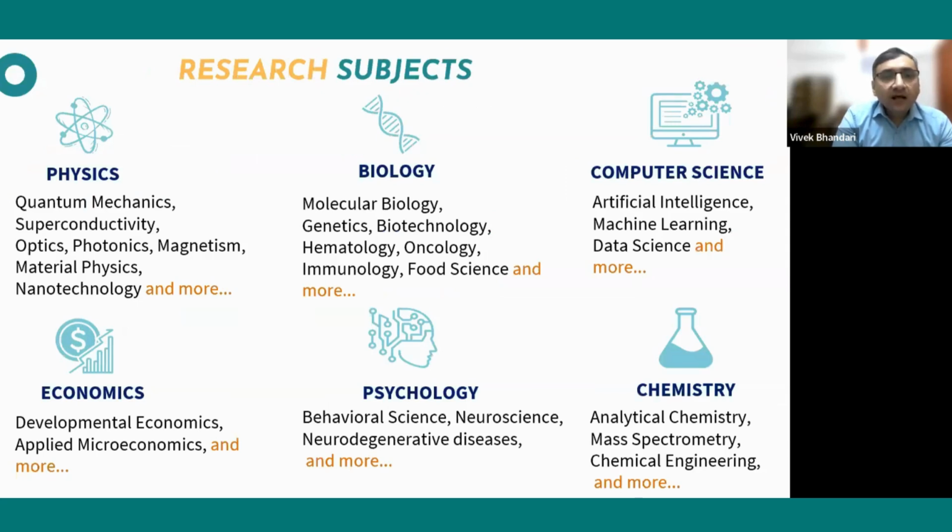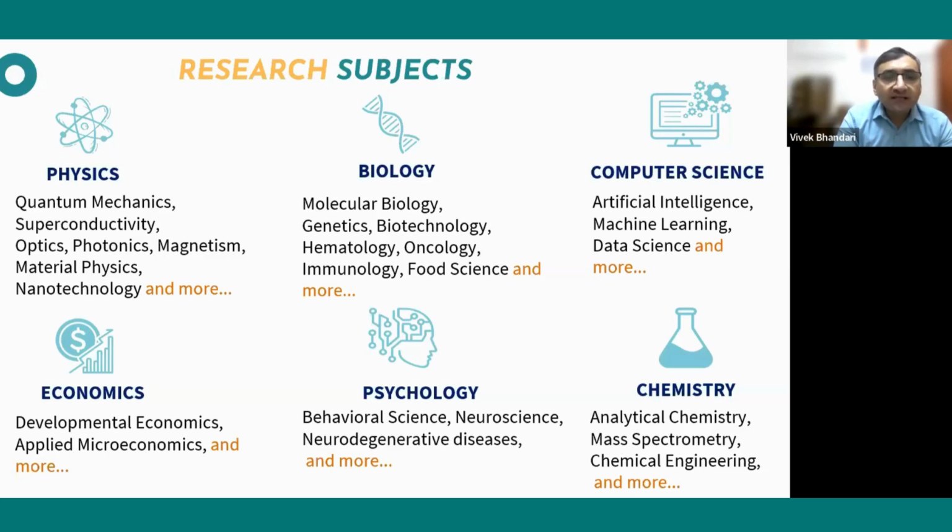Okay. Different research subjects that we offer. If you look at subjects, we offer physics, life sciences, computer science, economics, psychology, and chemistry. And within these subjects, there are different topics that students work on. So this is not just physics. If someone is interested in quantum mechanics or superconductivity or aerodynamics, for example, we can find them a mentor who can work with them on that particular topic.